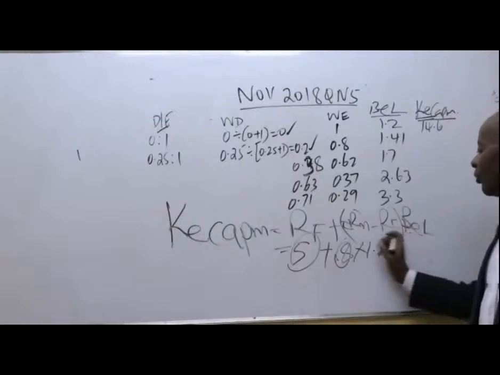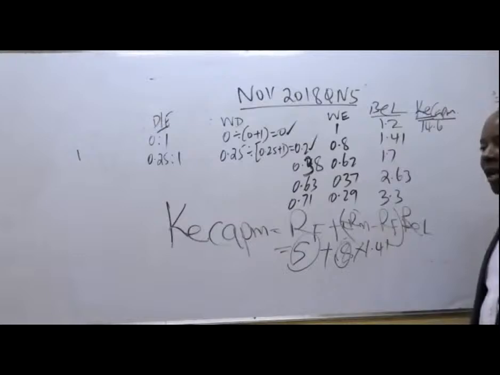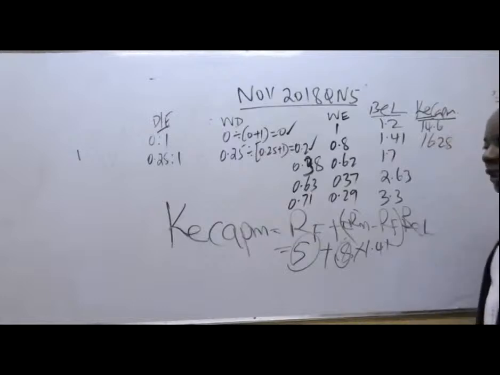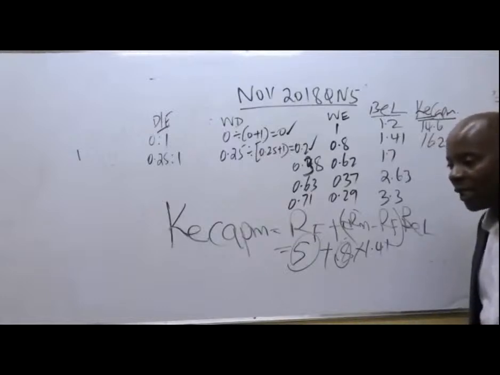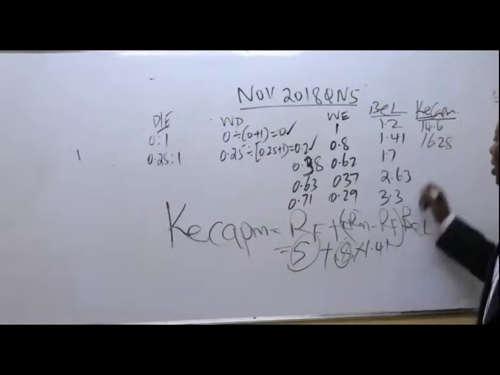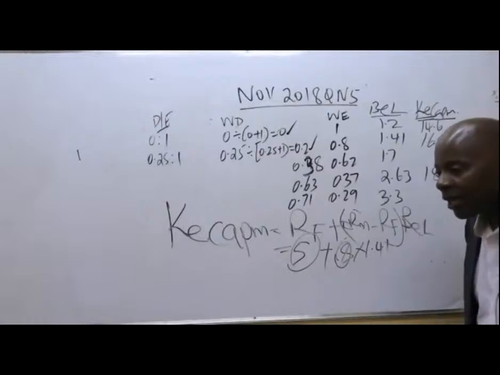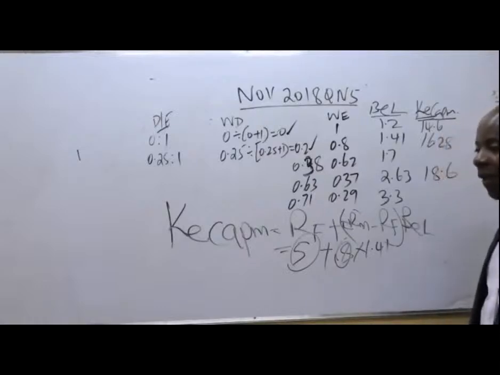So now for the second one, I'll multiply that with 1.41, and the second one, which was also obtained by Malim, is 16.28. Go to the third one. The third one is 18.6. The fourth one is 26.